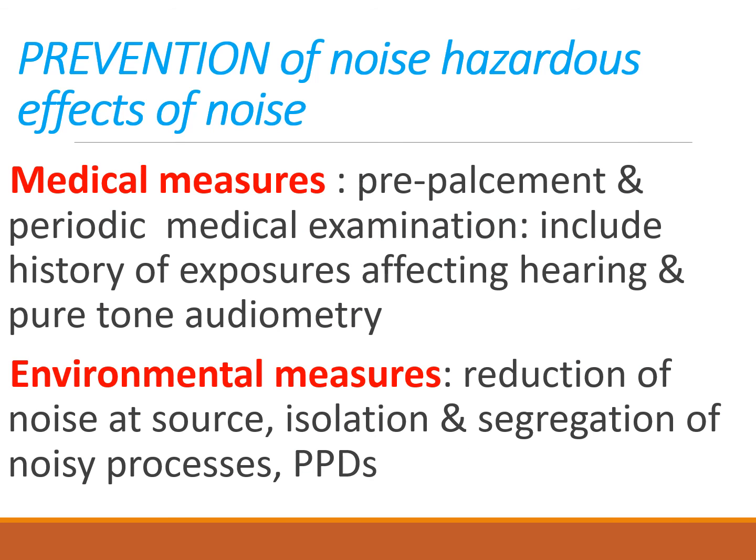Prevention of hazardous effects of noise. Medical measures: pre-placement and periodic medical examination include history of exposure affecting hearing. We said before what other causes can induce hearing loss in a worker. And pure tone audiometry. Environmental measures: reduction of noise at source, isolation, segregation of noisy processes, and using of personal protective devices.